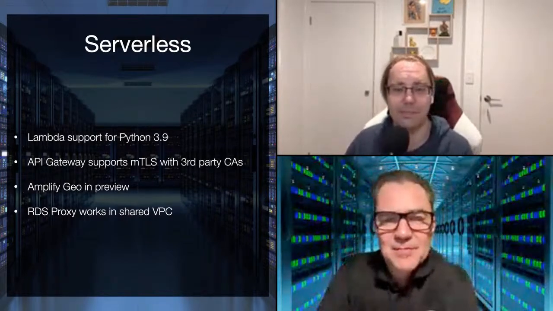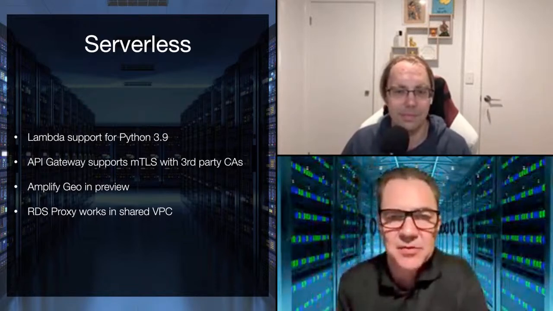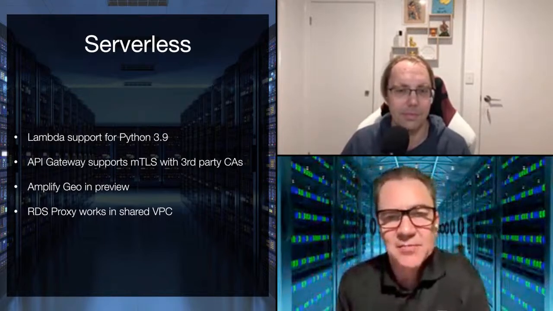Yes, so Python 3.9 is the latest release of Python. It will be supported until October 2025, so a bit of time there to have fun with it. You can use the runtime both in the container-based Lambda image and in the Lambda itself. And the support for Python 3.9 includes TLS 1.3, new string and dictionary operations, improved time zone support.